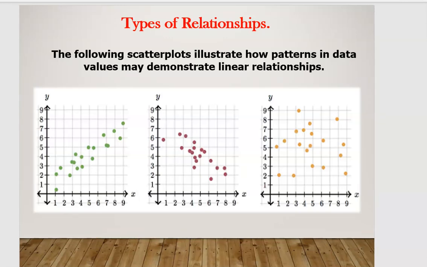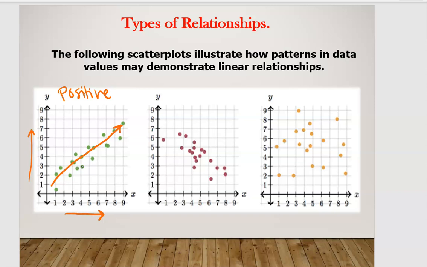In these graphs right here, we have three different types of relationships that we're going to be identifying. In the green one, we can see that as x is increasing, meaning going to the right, the y values are also increasing because they're going up. Looking at the trend of the dots, we can draw a line that is going up, and we can call this a positive relationship or positive correlation.